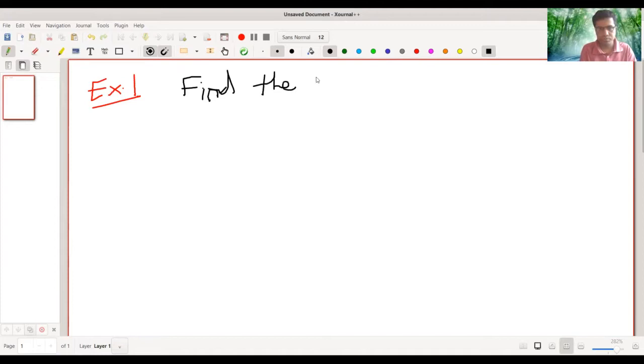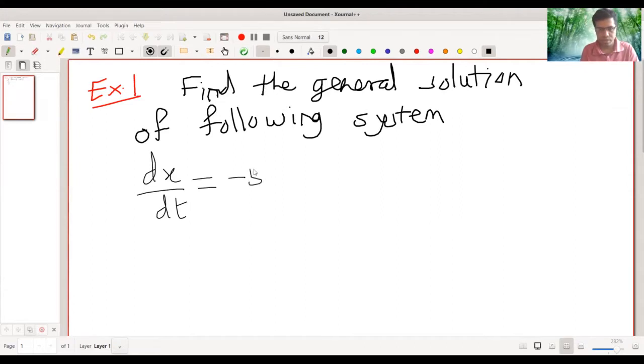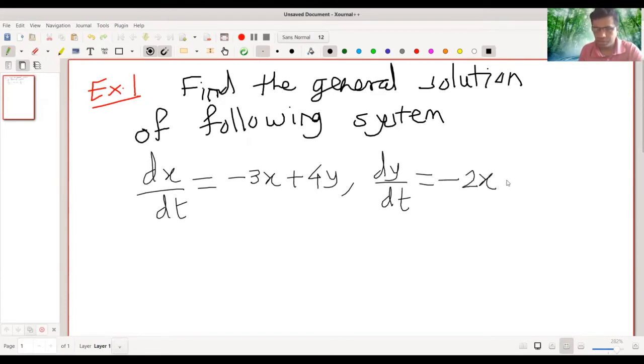Find the general solution of the following system. dx/dt equals minus 3x plus 4y, and dy/dt equals minus 2x plus 3y.